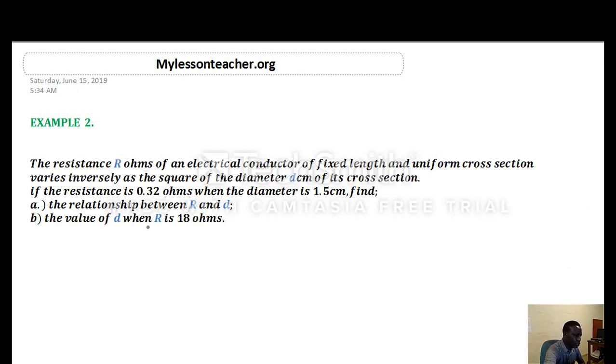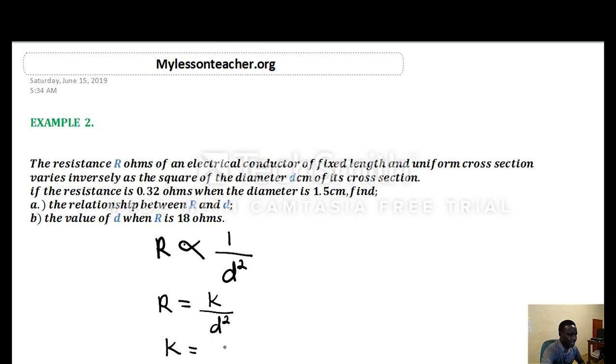So the relationship between R and d is, we say the resistance R ohms of an electrical conductor of fixed length and uniform cross-sectional area varies inversely as the square of the diameter d. So R, which is the resistance, varies inversely as the square of d. So this is how it is represented in proportionality. So expressing this as an equation, we said R is equal to k divided by d squared. And when you make k the subject of the formula, you have it that k is equal to Rd squared.